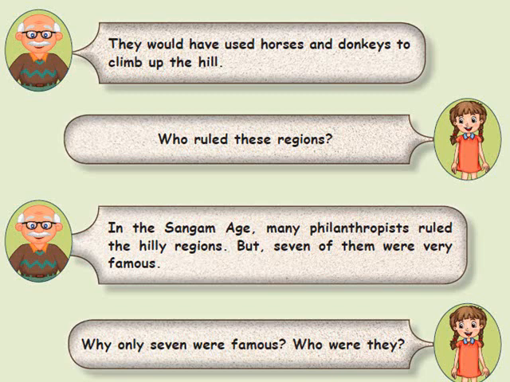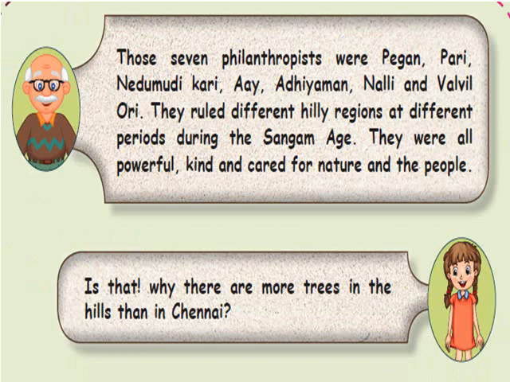And then Geeta is asking him something. Let us see what she's asking. Why only 7 were famous? Who were they? Geeta's grandpa told her that during the Sangam age, many philanthropists ruled, but only 7 of them were very famous. So she's asking him why only 7 were famous, and she wants to know about them. So she's asking him, who were they, grandpa? Who were those philanthropists who ruled, who were famous during the Sangam age? Let us see what her grandpa is saying.